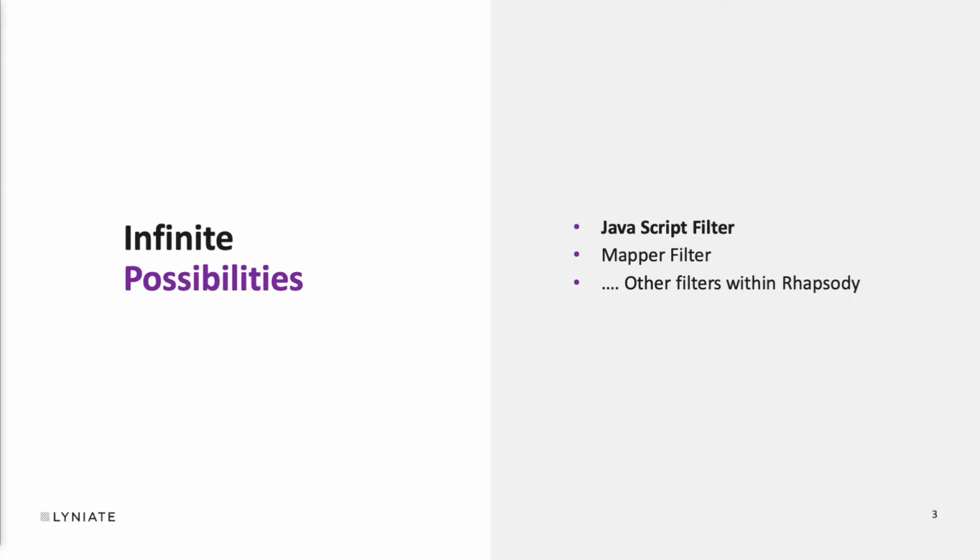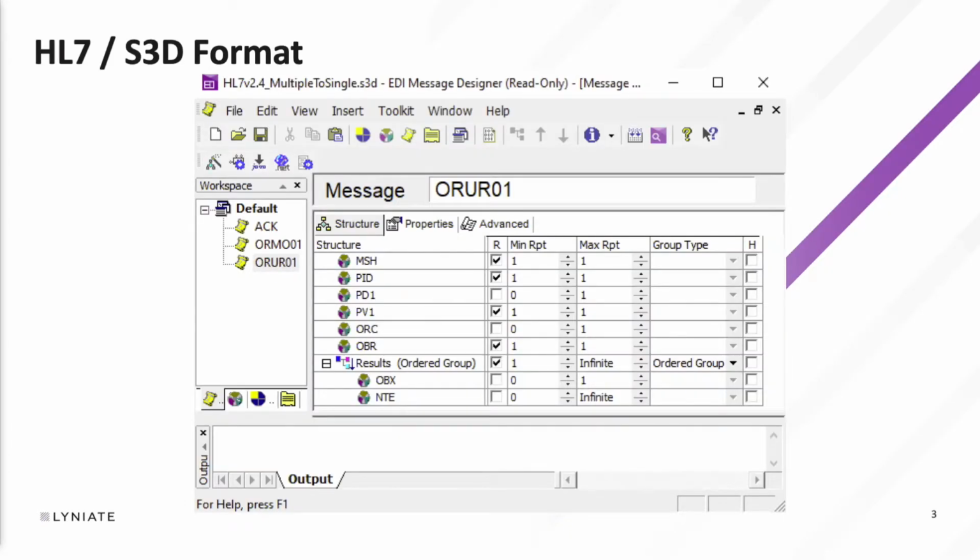First, let's look at the incoming message structure within a Rhapsody S3D. This is a very basic ORU R01 message with an ordered group of results, with a minimum of one per message. We can expand our code to cover multiple parents, for example, patient information, ordered groups, but for this simple example, there is only an order group of results. We will keep the message in this input system format. Any mapping to the new system can be done after the message has been flattened.